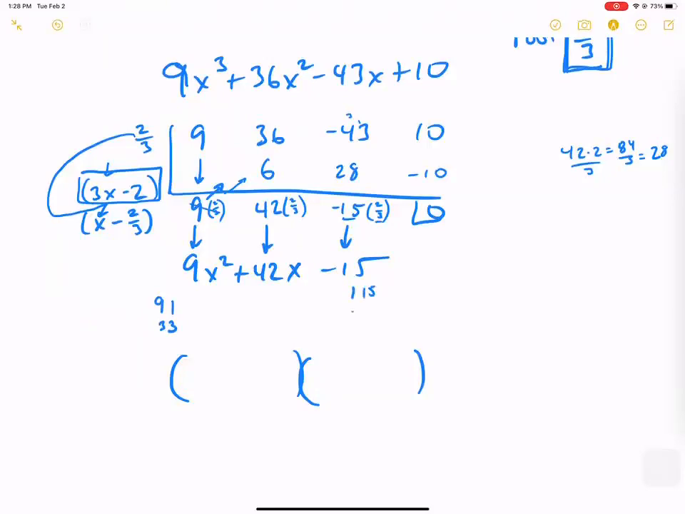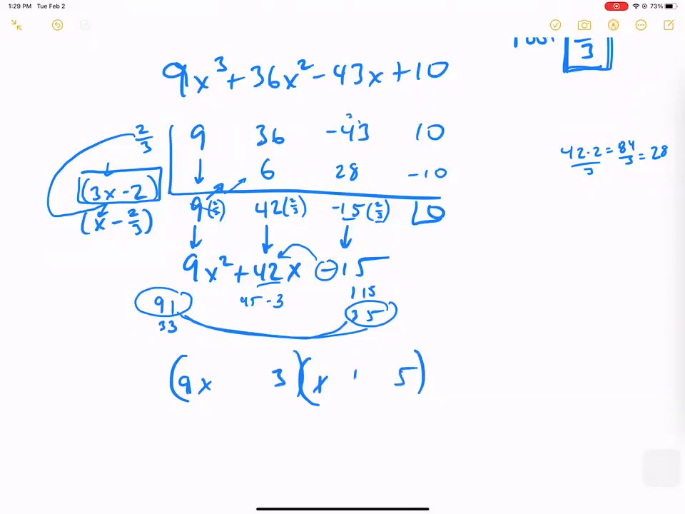1, 15, 3, and 5. Which of these subtract out to become 42? So actually, I see the trick already. What is 9 times 5? 9 times 5 is 45. 1 times 3 is 3. 45 minus 3 is 42. So let's see how we're going to write this. We're going to write this as 9x, 1x. And we said we multiply 9 times 5. That's going to be 3. And we want more positive, so we want this to be positive and negative.